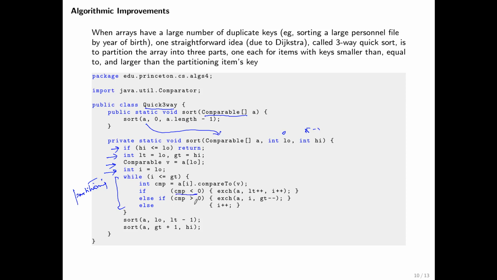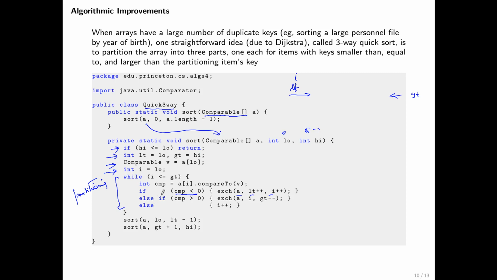In that case, what we do is we exchange the values at LT and I in A and simply increment both LT and I by 1. Note that LT and I traverse in that direction and GT traverses in that direction. So what we are saying here is that if the value you're currently looking at is smaller than the pivot, then simply exchange the values at LT and I and increment both by 1.